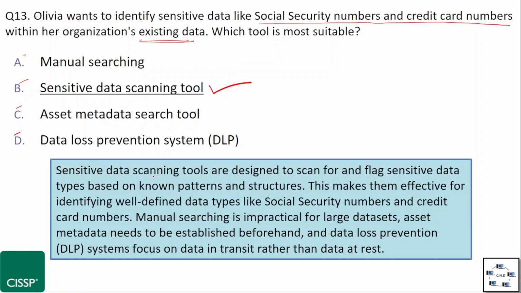So the sensitive data scanning tools are designed to scan for and flag sensitive data types based on known patterns and structures. This makes them effective for identifying well-defined data types like social security numbers and credit card numbers. Manual searching is impractical for large datasets. Asset metadata needs to be established beforehand, and data loss prevention systems focus on data in transit rather than data at rest.